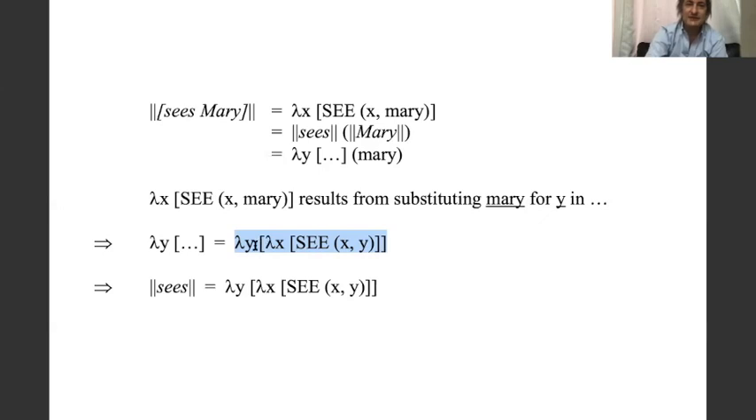Right? This is an instruction to find something that can substitute for Y inside of here. If that something is Mary, then Mary substitutes in place of Y. If we do that, then the result is exactly what we want, lambda x cx Mary. And so we've derived a meaning for sees. The translation of sees is lambda y, lambda x, cxy.